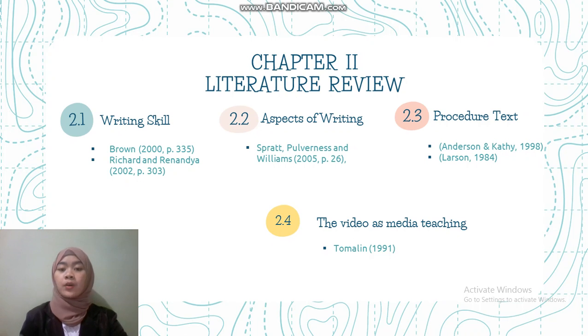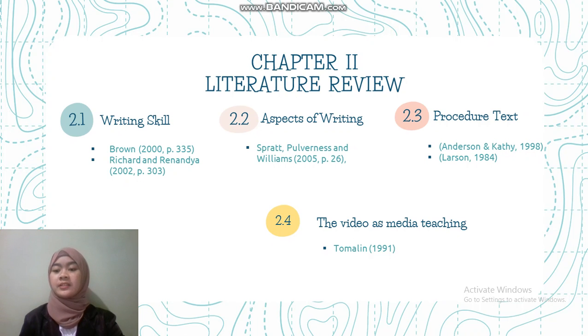Next is aspects of writing. According to Strait, Pulverness, and Williams, writing involves two sub-skills. They are accuracy and having a message. Accuracy means using correct forms of language. Writing accurately also involves spelling correctly, forming letters correctly, writing legibly, punctuating correctly, using correct layouts, choosing the right vocabulary, using grammar correctly, joining sentences correctly, and using paragraphs correctly.